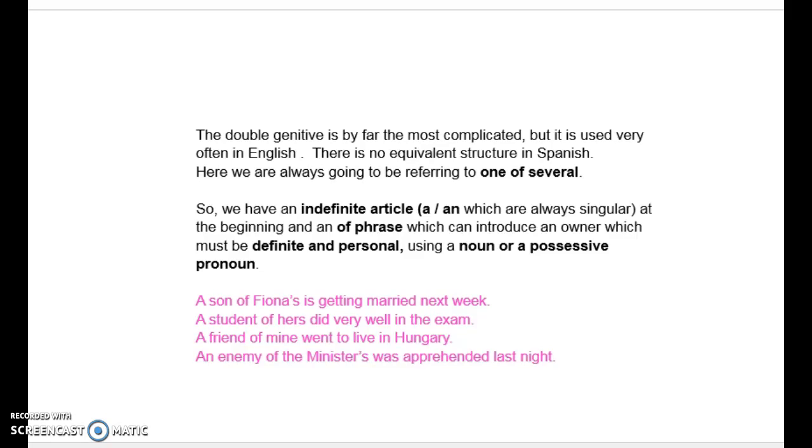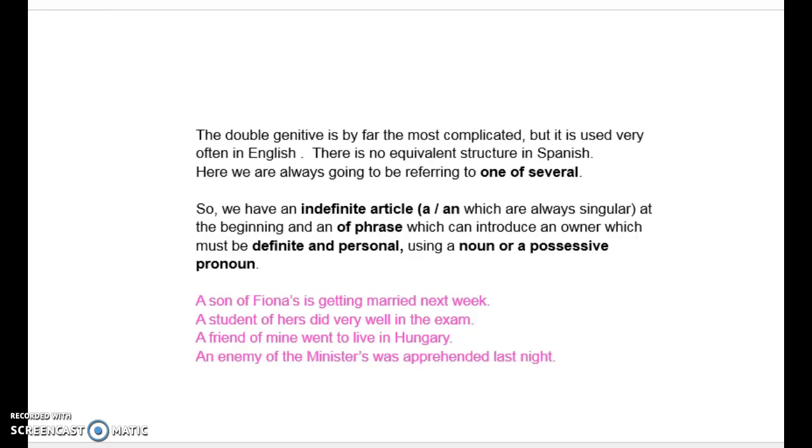We are going to have then an indefinite article, and then we are going to have an of phrase, in which we introduce the owner, and the owner must always be definite and personal. We use a noun or a possessive pronoun. And here you have the examples. A son of Fiona's is getting married next week. And here we have a son of Fiona's. This means that Fiona has several sons and one of them is getting married.